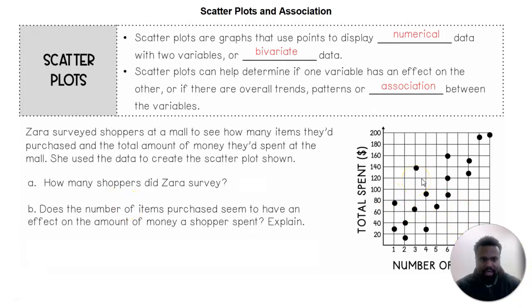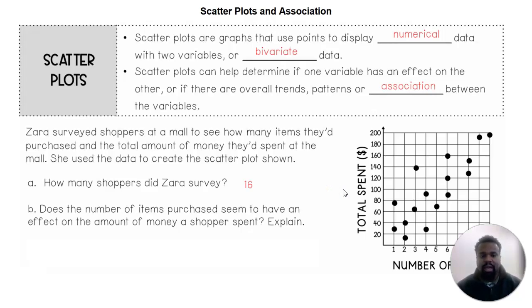It says Zara surveyed shoppers at a mall to see how many items they purchased and the amount of money they spent at a mall. She used the data to create a scatter plot. How many shoppers did Zara complete the survey? So in order to determine how many shoppers, each point represents a shopper. So if you count all of these points, you get 1, 2, 3, 4, 5, 6, 7, 8, 9, 10, 11, 12, 13, 14, 15, 16. All right. There are 16 shoppers in the survey.